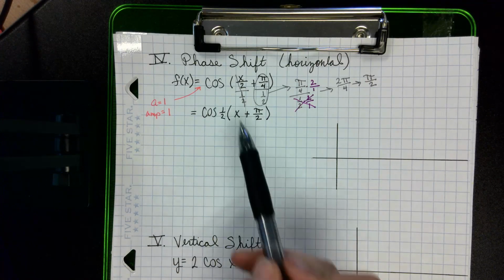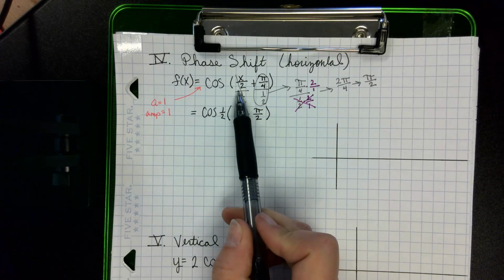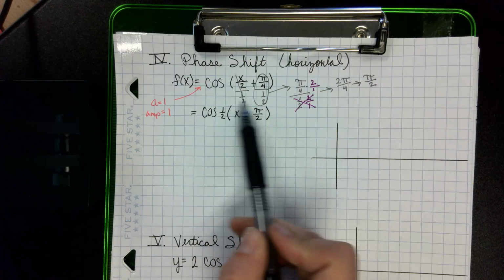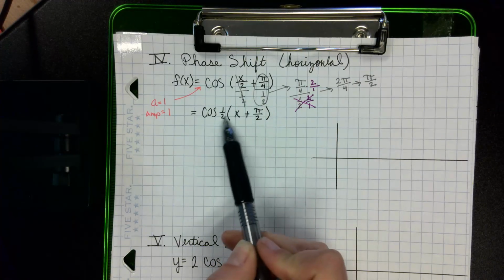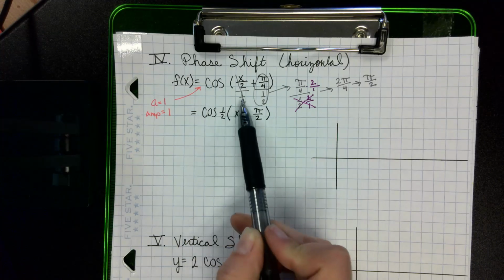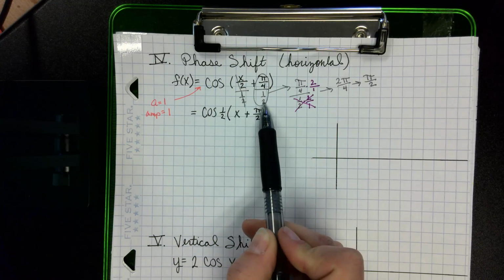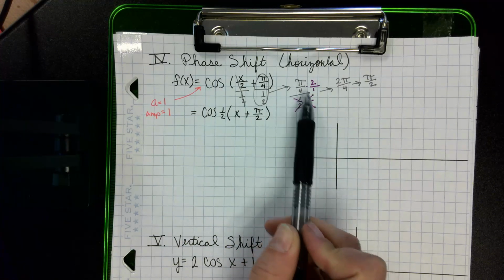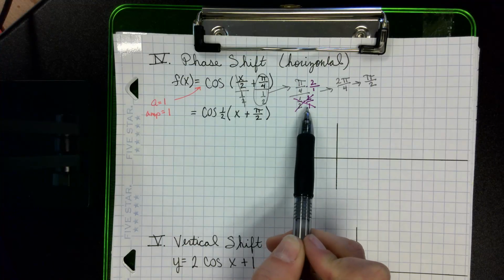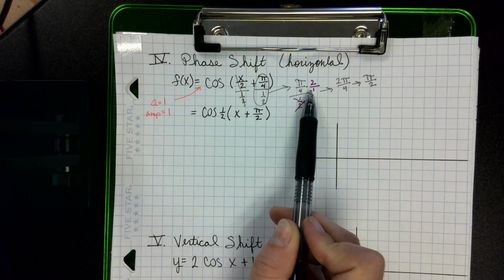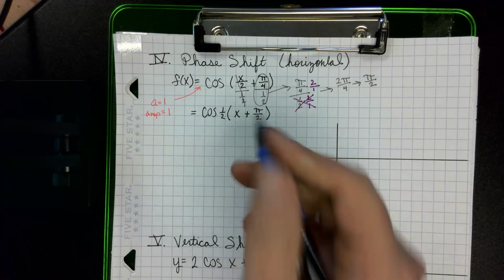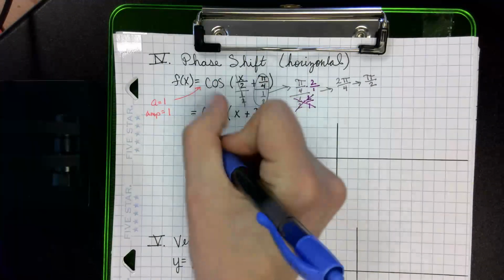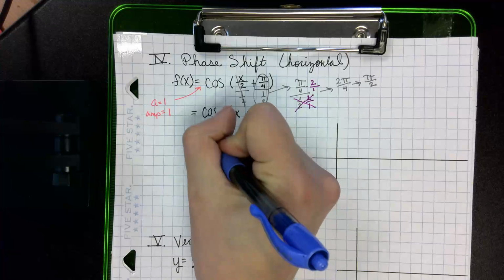So if there's a value with the x, and there is a plus or minus inside parentheses with it, you have to factor that value outside in front of the parentheses. So you divide both of them by whatever it is. If it's a fraction, you have fraction divided by fraction, multiply by the reciprocal. And there we go. So now I can see the B value. So B equals half.